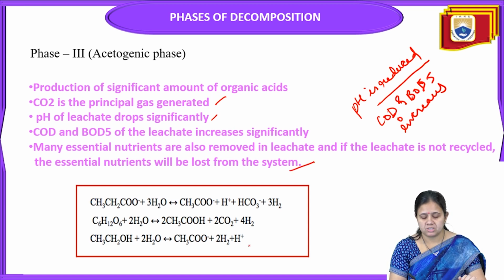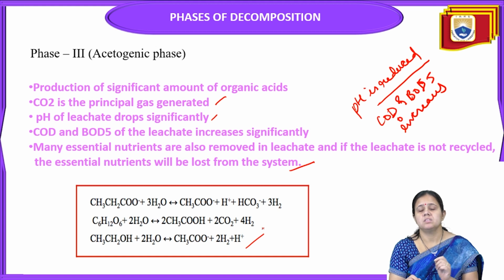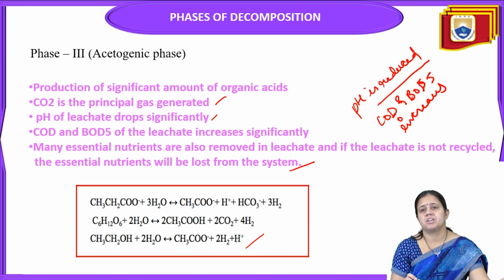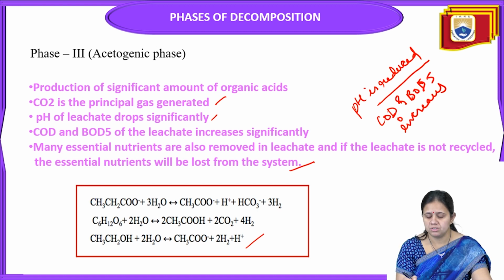So this type of reaction will take place. There is production of a significant amount of organic acid, and carbon dioxide is the principal gas that is generated. The pH of the leachate will drop significantly. COD and BOD5 of the leachate increase significantly, and many essential nutrients can also be removed in the leachate. And if the leachate is not recycled, the essential nutrients will be lost from the system.